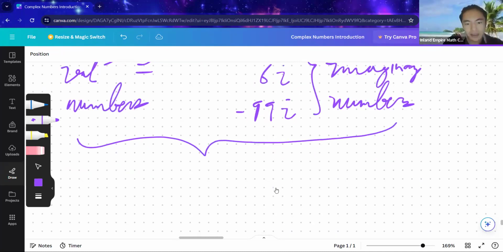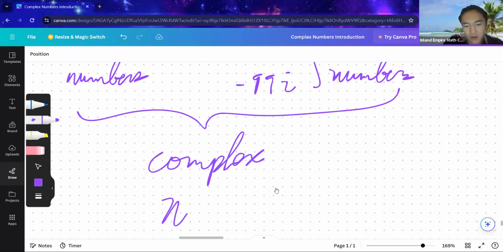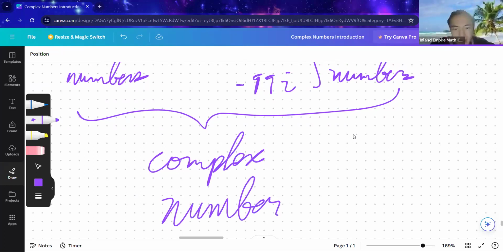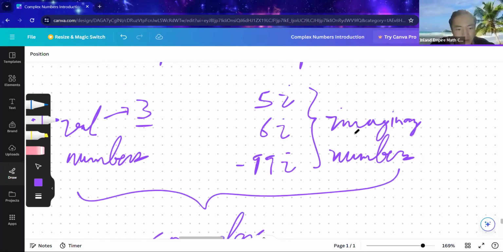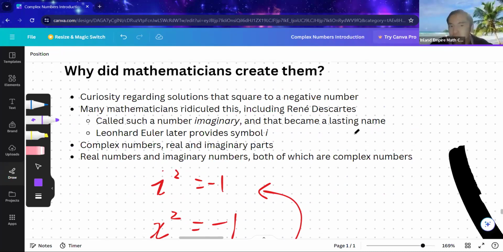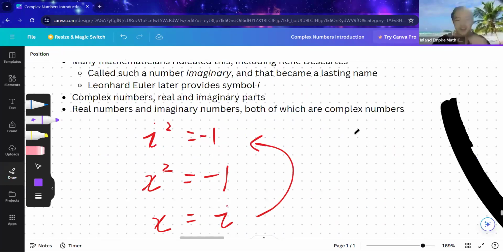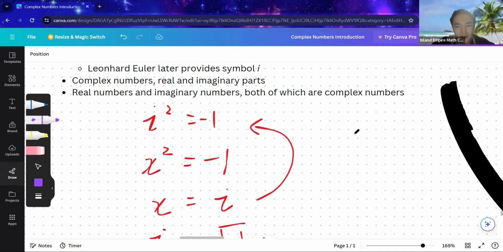And collectively, real numbers and imaginary numbers are both known as complex numbers. So you can think of complex numbers as the set, or collection, of numbers that includes both real numbers and imaginary numbers. Real numbers are the usual normal numbers that you've been working with all your life, like root 2 or 999 or negative 1,000.